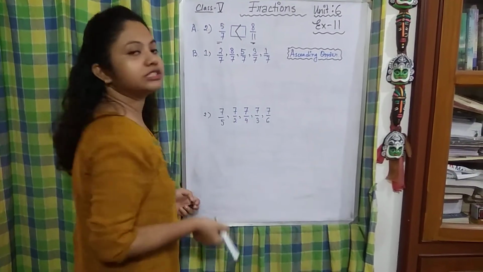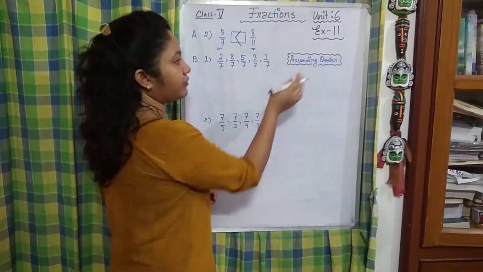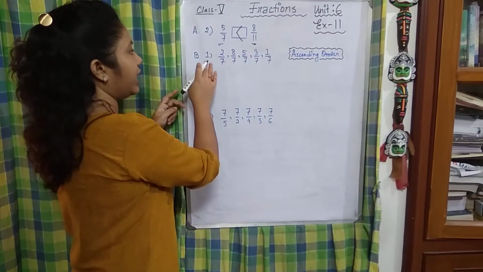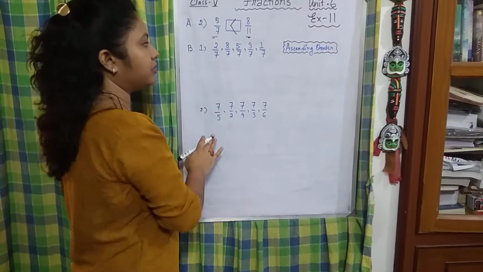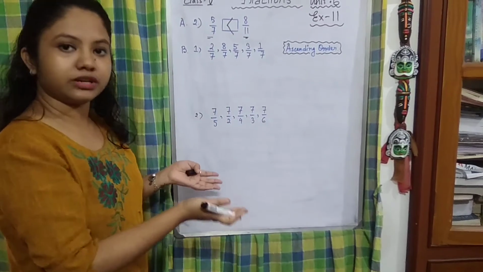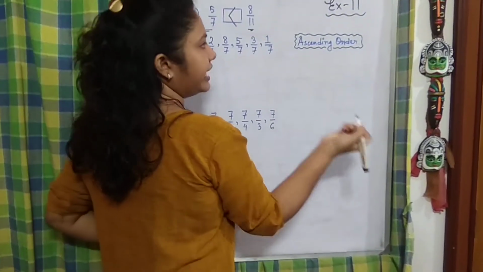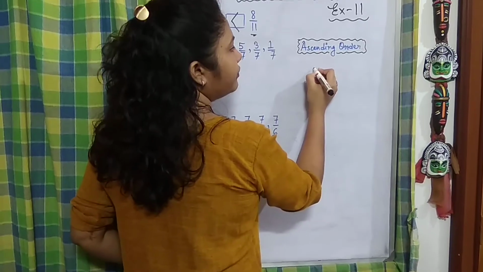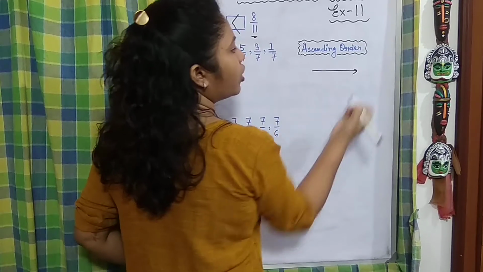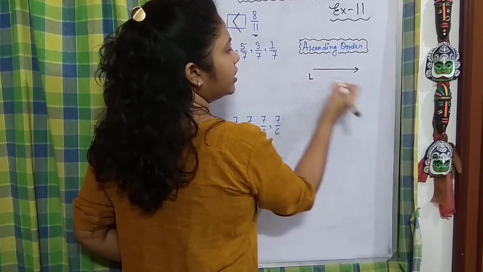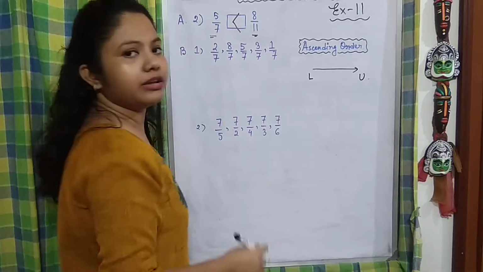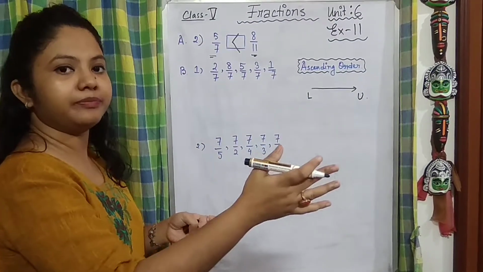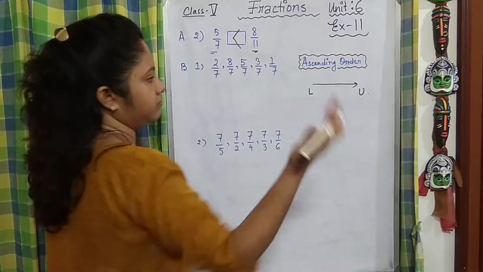Coming back to sum number B, where you have to find the ascending order. I'm going to show number 1 and number 2. Both are different kinds of sums. We have already learned how to find ascending order, when we are arranging the numbers from the smaller number to the largest number.